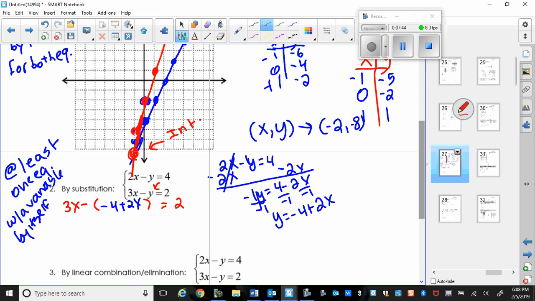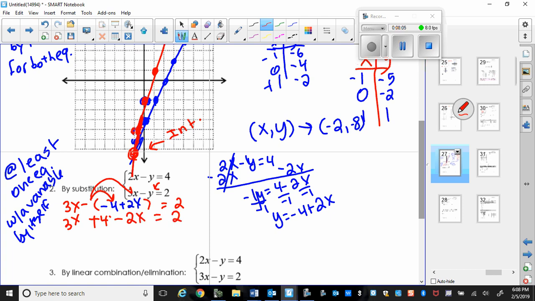Well, what happens is that negative changes the signs of each term inside. So negative changes that -4x to a positive 4x. And then that negative changes in positive 2. Sorry, that's not 4x. That's a positive 4. Change that positive 2x into a negative 2x. And this equals 2. Okay?